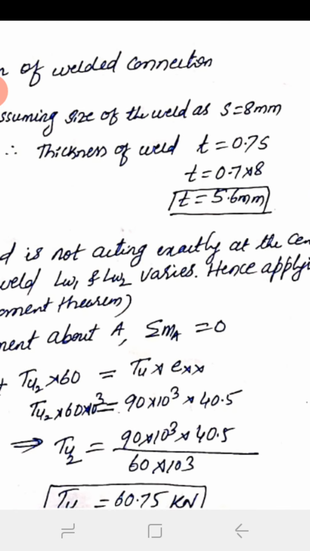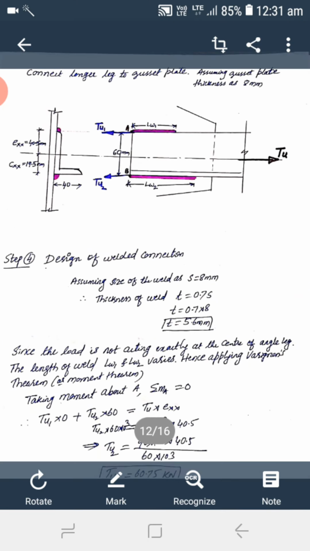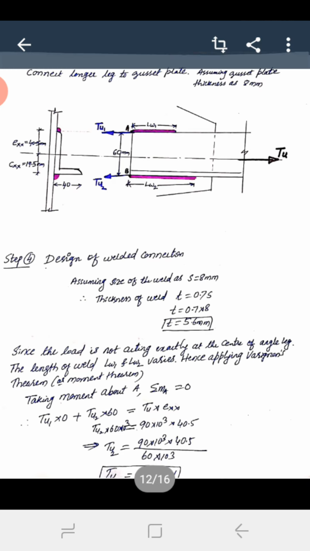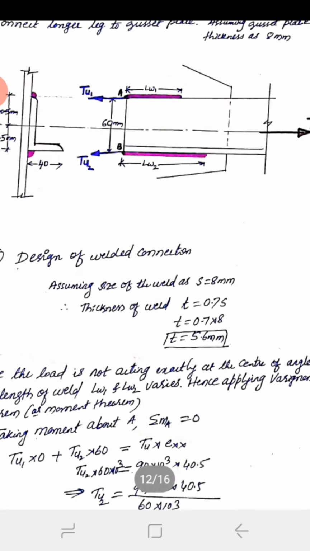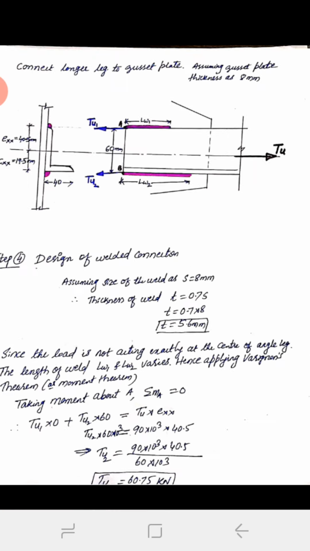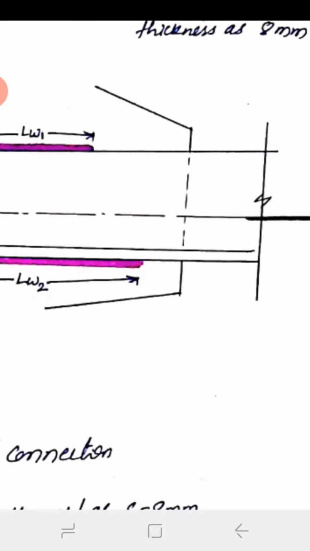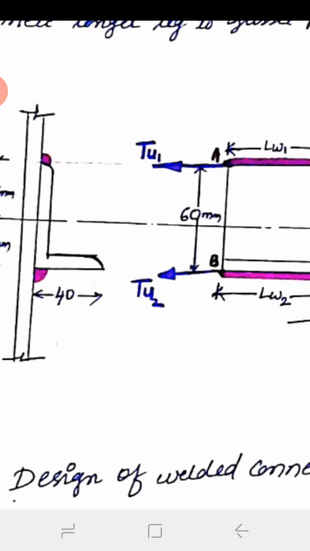You will get TU2 as 60.75 kilonewton. Then after calculating TU2, the TU1 can be easily calculated. Once you get TU2, TU1 will be what? TU minus TU2.